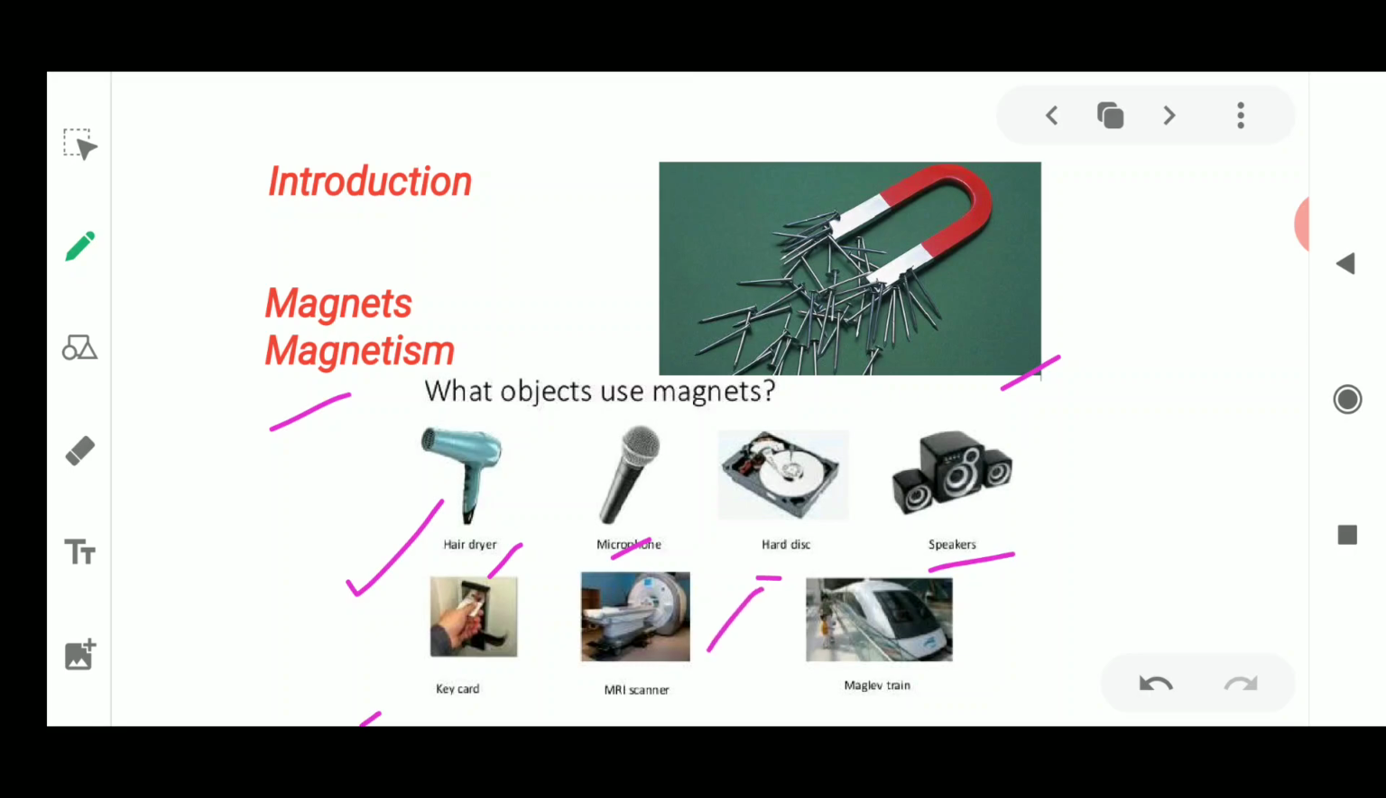And next is the MRI scanner. This also has very much application in the medicine field. Okay, next are the trains. The bullet trains and also metro trains are all based upon electromagnetism only. Now we'll discuss this electromagnetism later in this chapter.